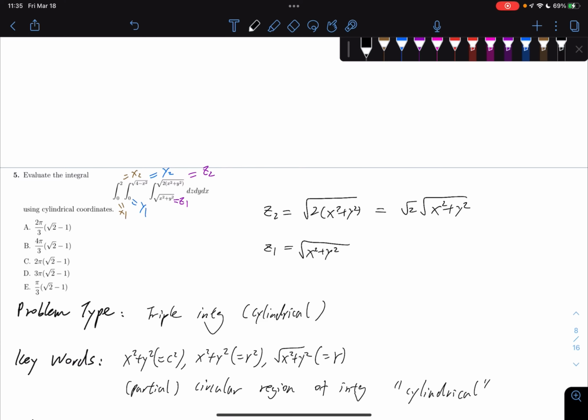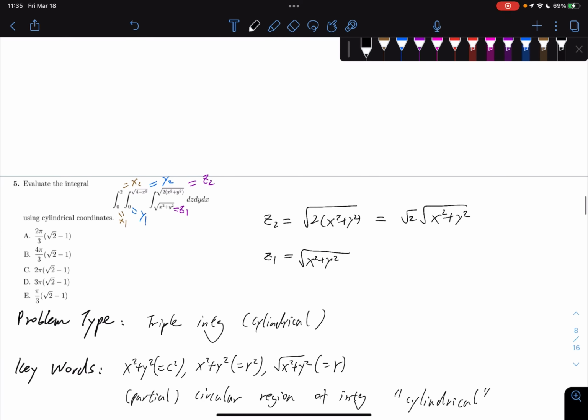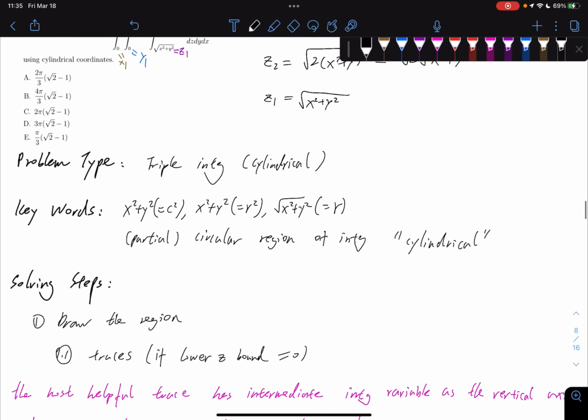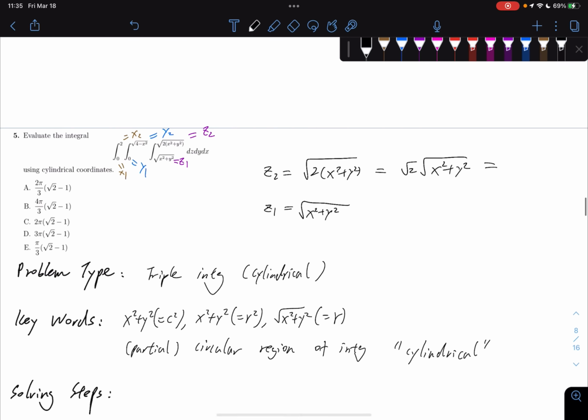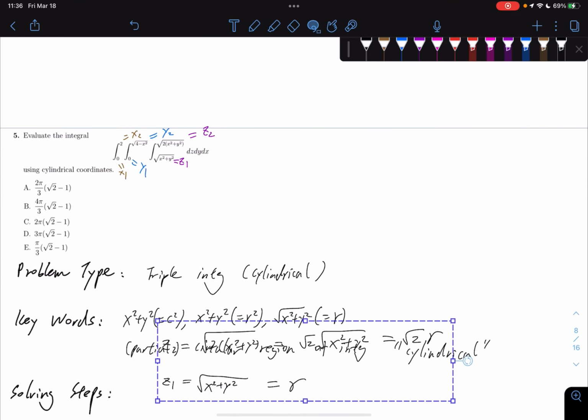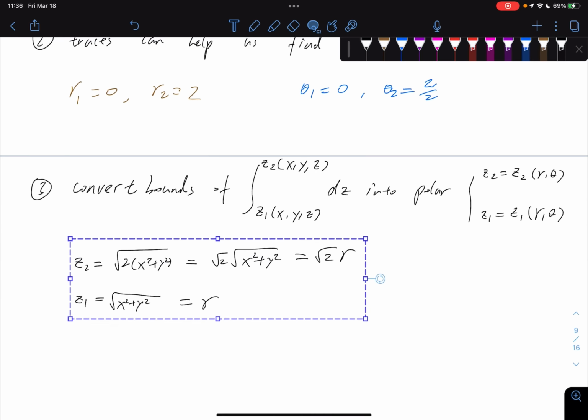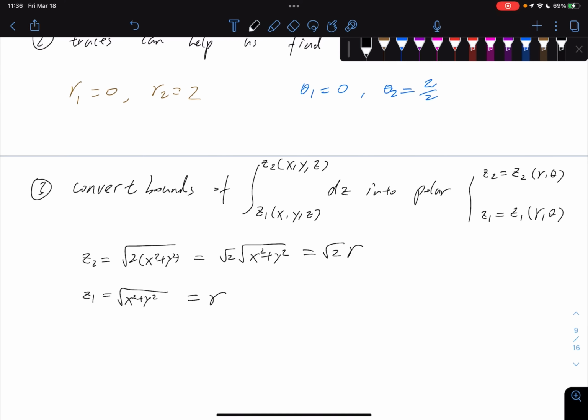And then what is the conversion? Obviously, we can just use the rule that x squared plus y squared equals r squared, and convert it into cylindrical. So this equals the square root of r, and this one is just r. And then let's move this to the bottom. And that completes our step 3.